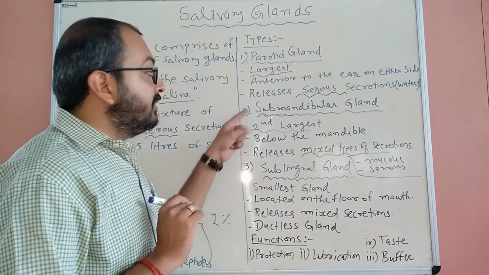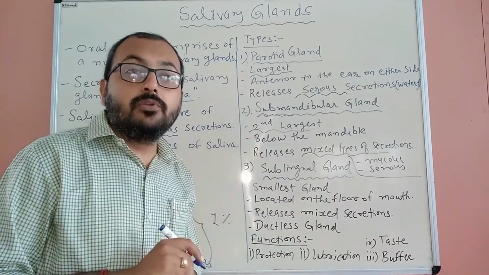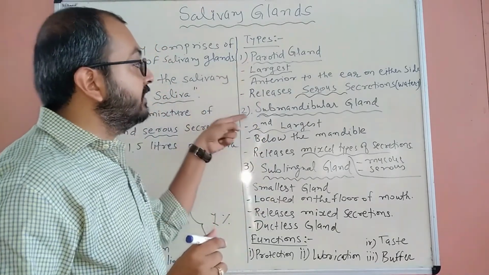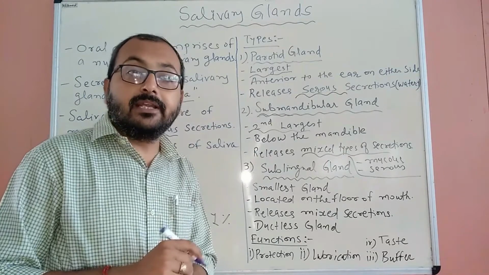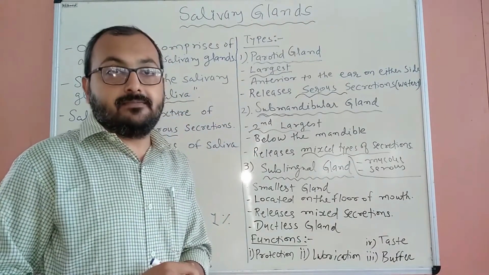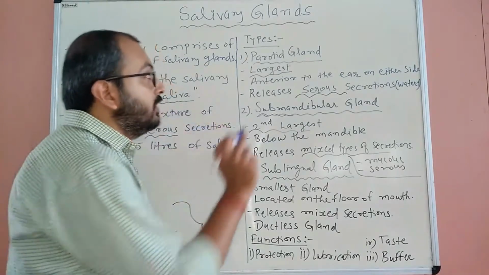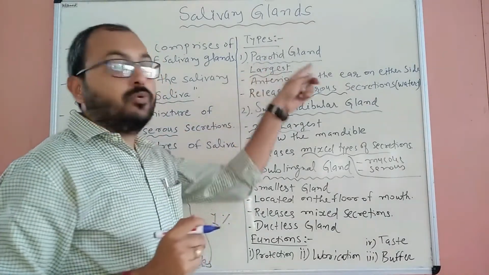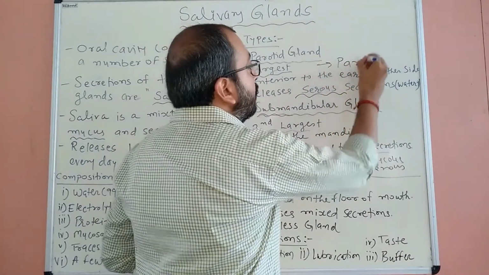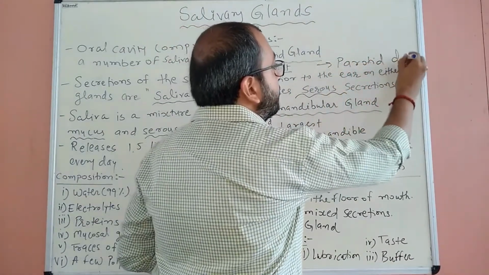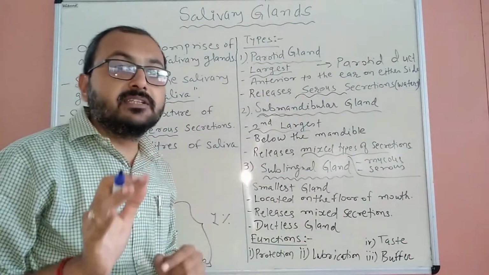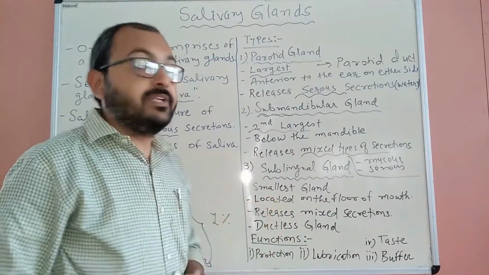So now, how exactly will it be poured into the oral cavity? See, in these two cases, the parotid gland and the submandibular gland, they have their own openings. For the parotid gland, there is a parotid duct, which carries the serous secretions into the oral cavity.